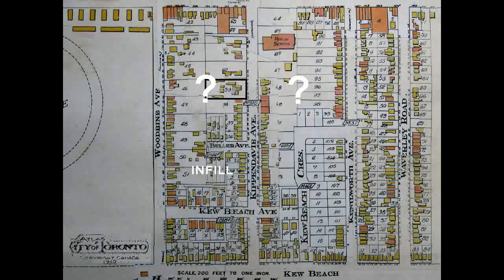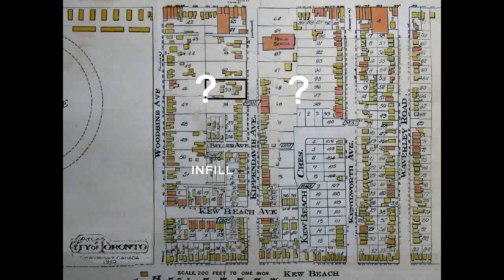What we're looking at here is the development in the black square on the west side of Kippendavie in the beach. And in this map from 1910, we see a century ago what this area was like. The very bottom is Lake Ontario, the top is Queen Street, and where the question marks are indicates these super deep lots that are 500 feet across nominally. And what do you do in that area?